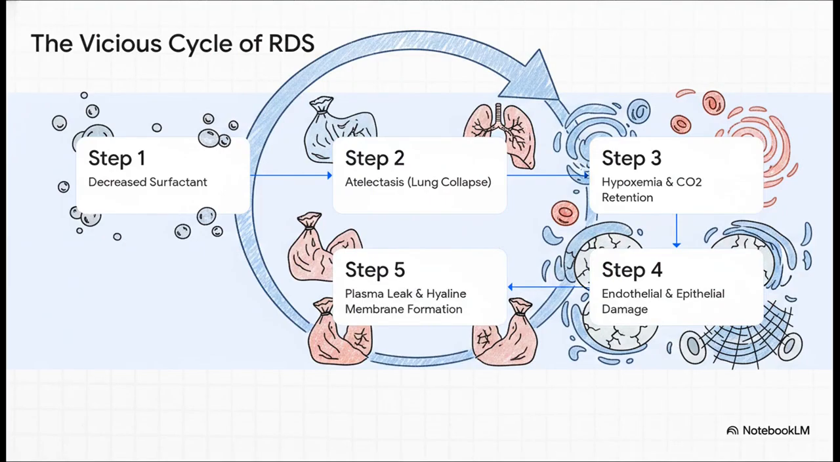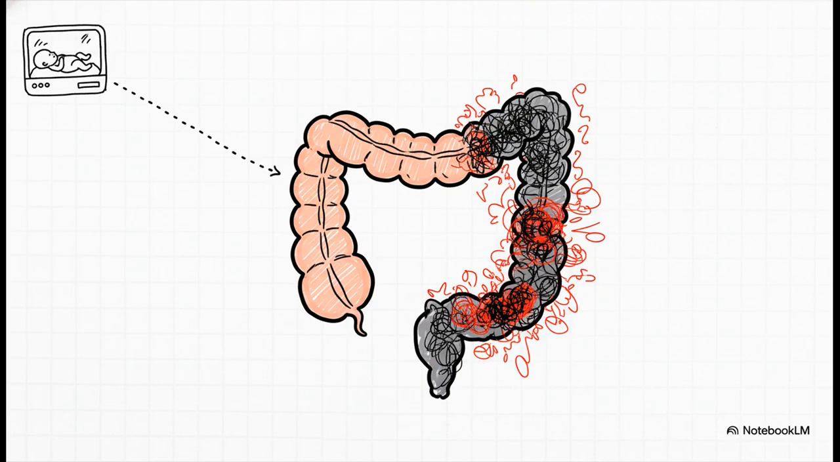And this whole process creates a terrible, vicious cycle. It starts with low surfactant. This leads to the collapse of the lungs, which is called atelectasis. This collapse causes low oxygen, or hypoxia, which starts to damage the lung tissue itself. This damage then allows plasma to leak out into the air sacs, and that's what forms those hyaline membranes we just saw. And of course, those membranes make breathing even harder, which makes the hypoxia even worse, and the cycle just keeps spiraling downwards.